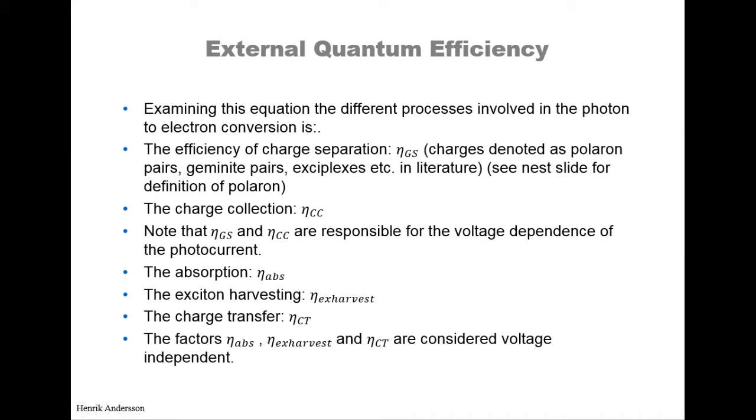Examining this equation, the different processes involved in photon to electron conversion are the following: the efficiency of charge separation and the charge collection. Note that these are responsible for the voltage dependence of the photocurrent. Then we have the absorption, the exciton harvesting, and the charge transfer. And these factors are considered voltage independent.